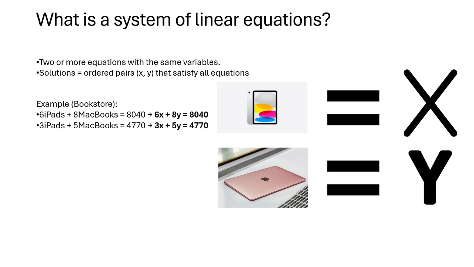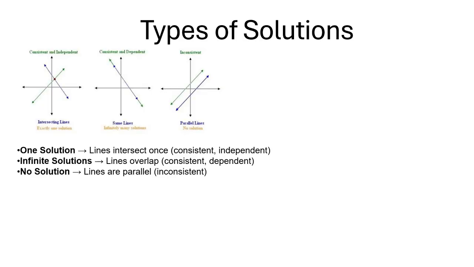How we would put that is we're going to have our iPads as x's and our MacBooks as y's. So we would put that into equations as 6x plus 8y equals 8,040, and 3x plus 5y equals 4,770.